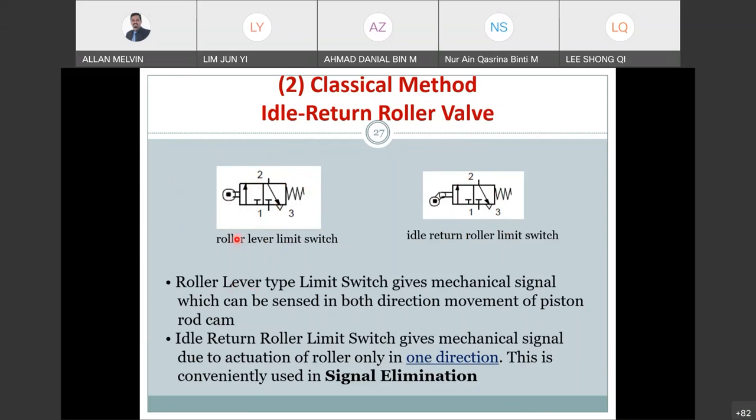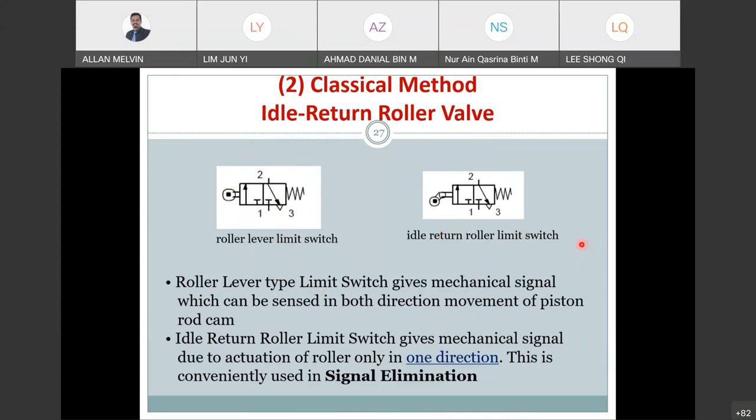But this roller limit switch will be active when it touches any surface. That's why we draw the surface, meaning there's contact. So roller limit switch, roller lever limit switch, is active when there's a touch. It doesn't matter which direction. As long as the touch can push the button inside and activate this valve, it will set.